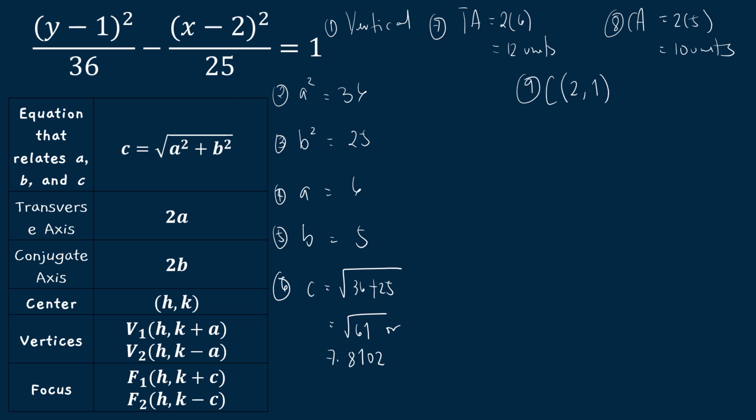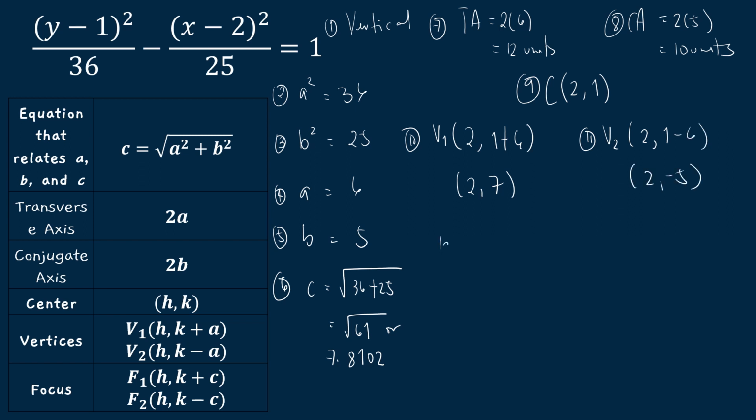Continuing, we will have our vertex 1. On our hyperbola that is horizontal, we add a to h, but this time we will add it on our k value. So it will become 2, 1 plus 6. So that would be 2, 7, and number 11 would be V2, 2, 1 minus 6, and that is 2, negative 5.